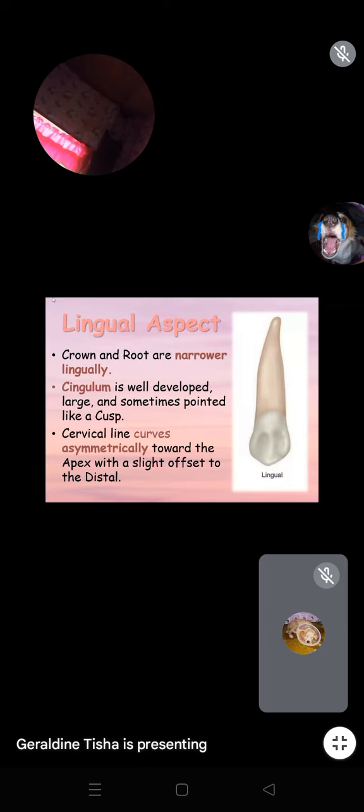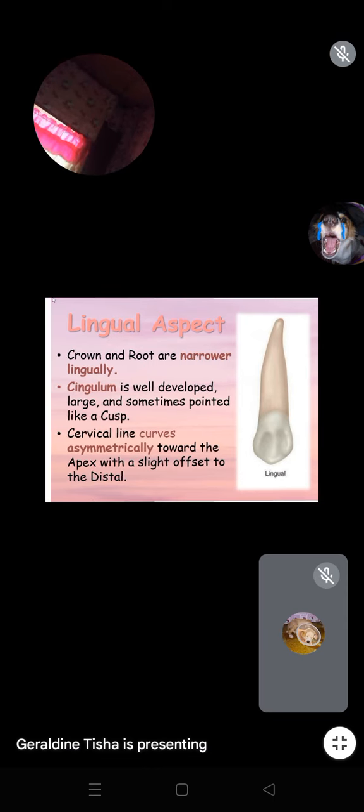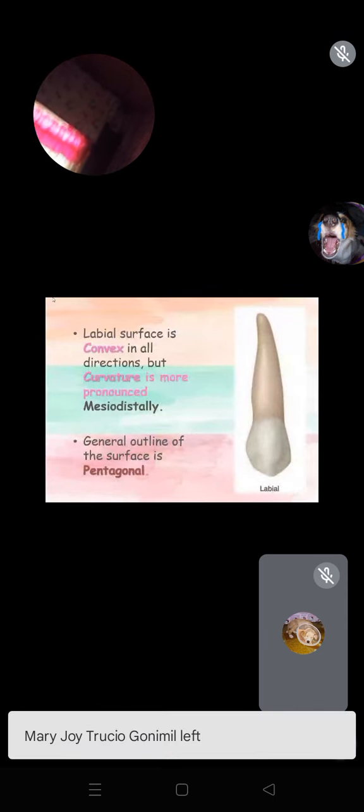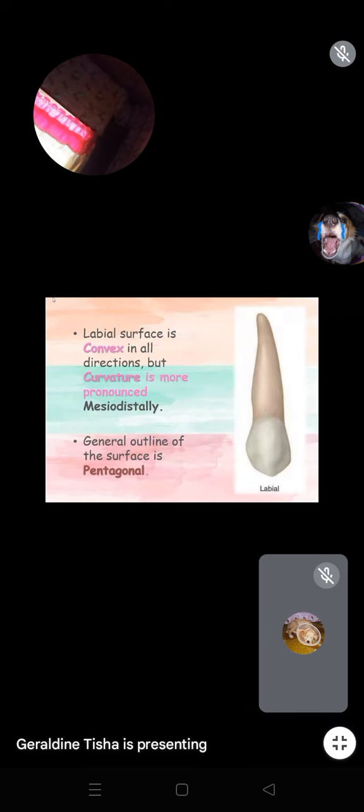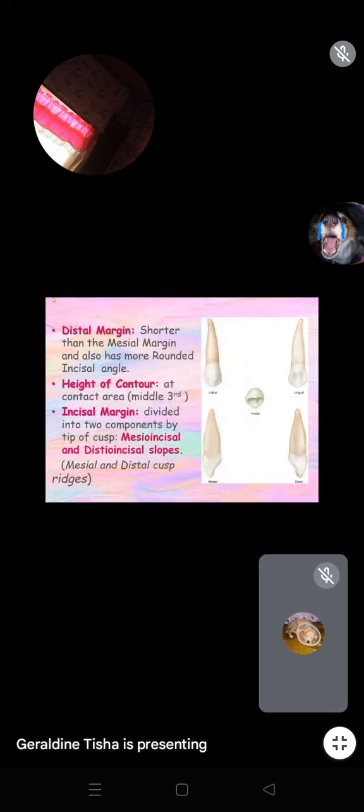Can we go back to the labial aspect? Okay, Doc. Did you mention about the slopes? No, Doc. What's your source? Did you read your modules? No, Doc. Yes, Doc, the mesial slope and the distal slope. Are you including this in your report, in your slides? Yes, Doc.